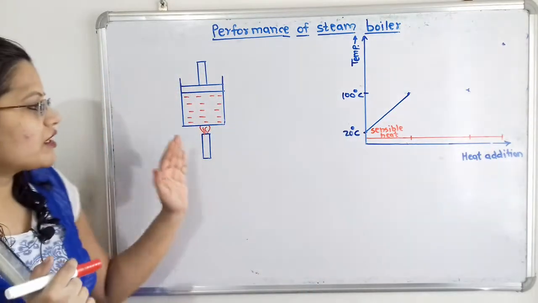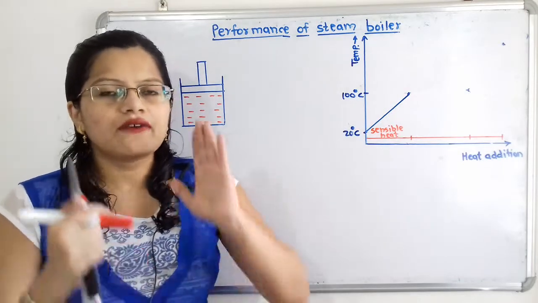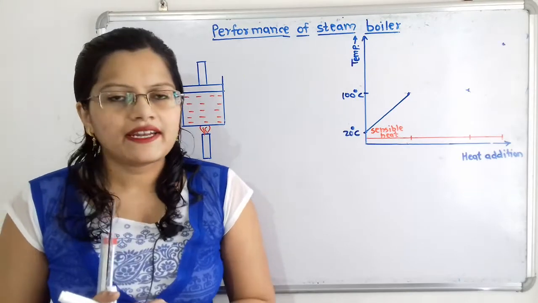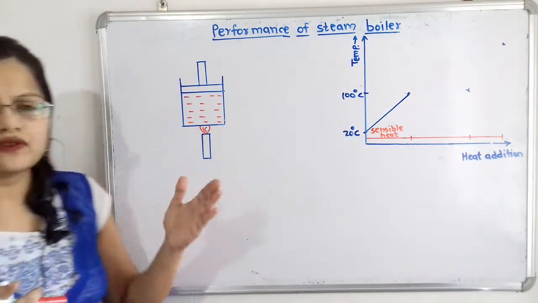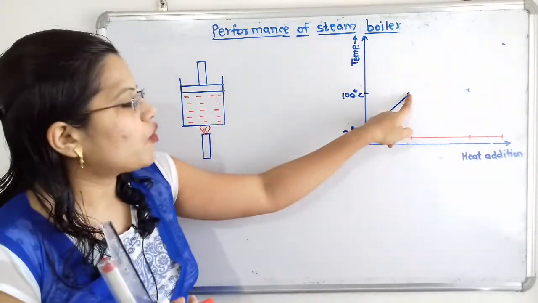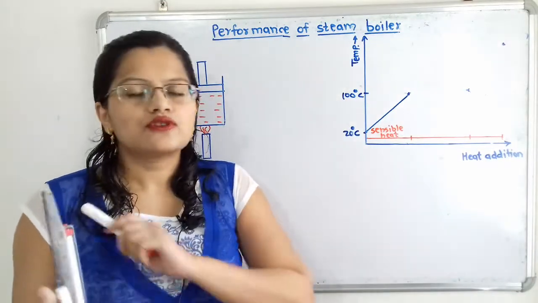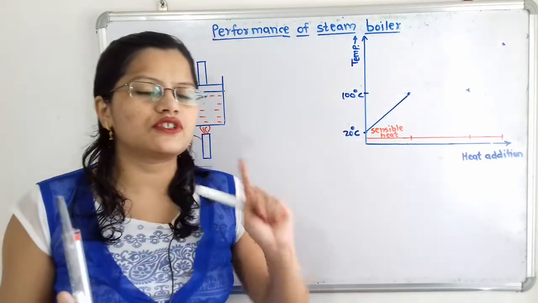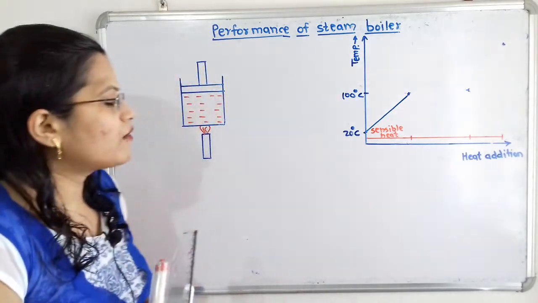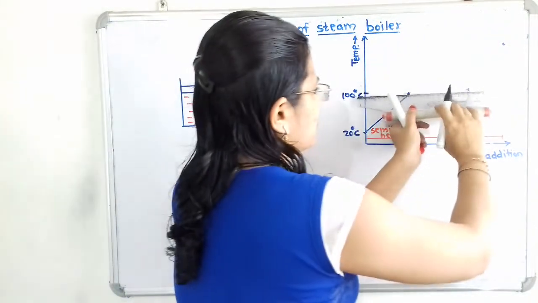So again if we continue to add the heat, then what will happen? Here the water starts to get converted into steam and the heat addition will be used to convert the water into steam, and at the final point whole water is getting converted into dry and saturated steam. So during this whole process temperature of water will remain same, that is 100 degrees Celsius. So we have to draw here a horizontal line.